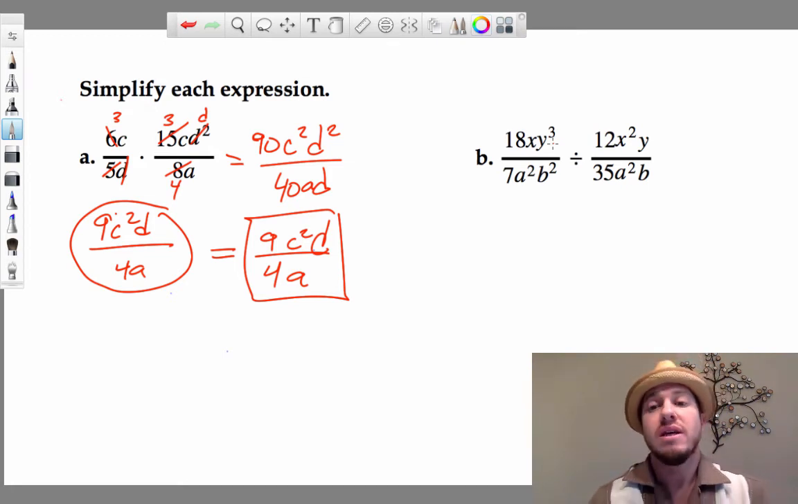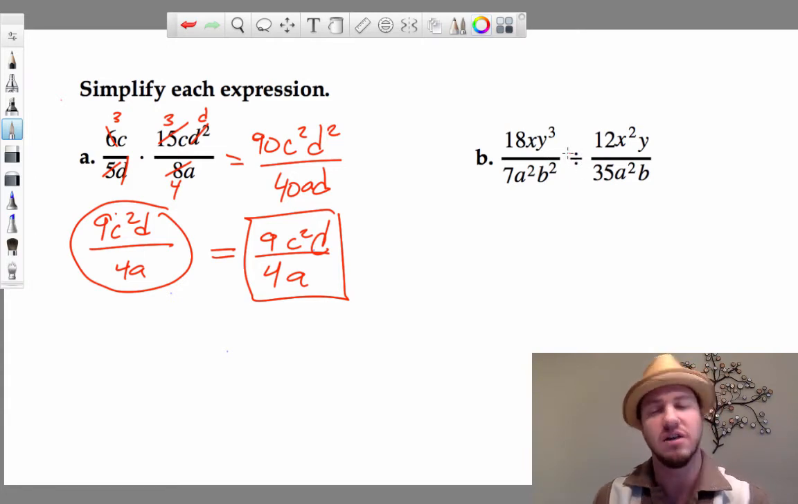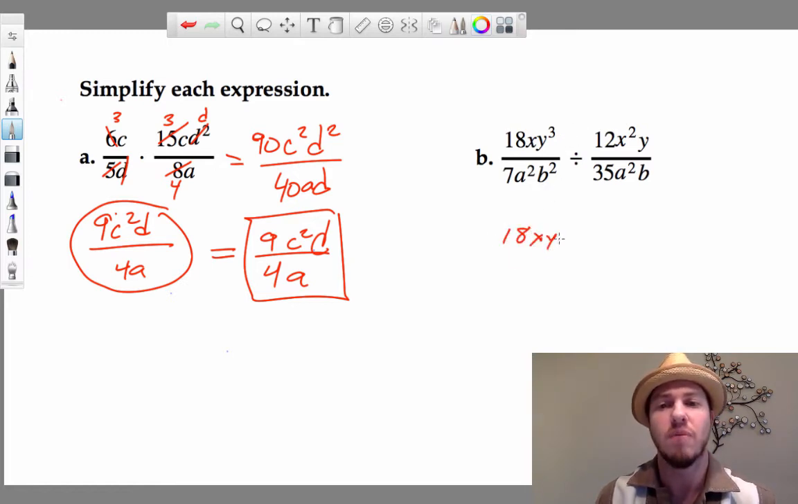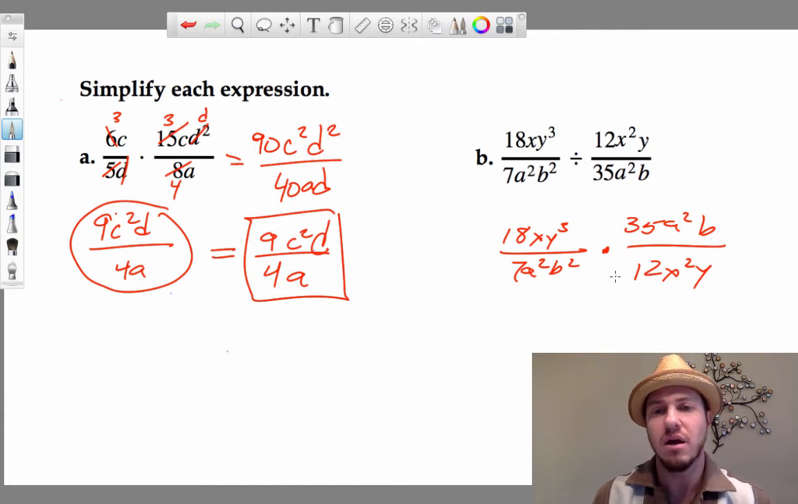And the next thing we're doing is dividing. And this is one that should be pretty common by now. Instead of dividing by a fraction, we're going to multiply by its reciprocal. So I'm going to rewrite it, and I'm going to multiply by the reciprocal, which is 35a squared b over 12x squared y. I will look at cross canceling here. 7 goes into 35 5 times. 6 both goes into 18 and 12. I'll multiply across here and then reduce the variables.